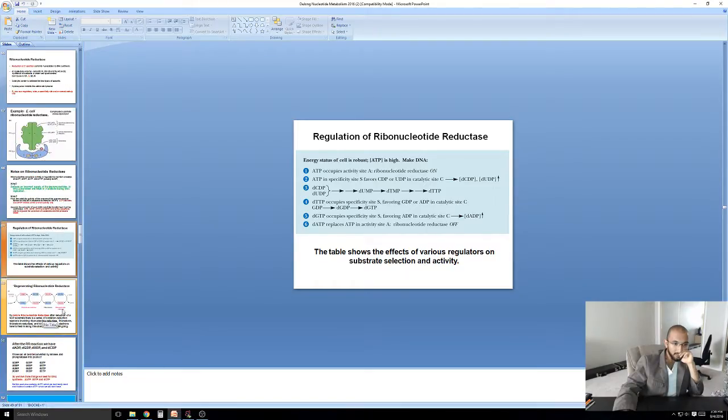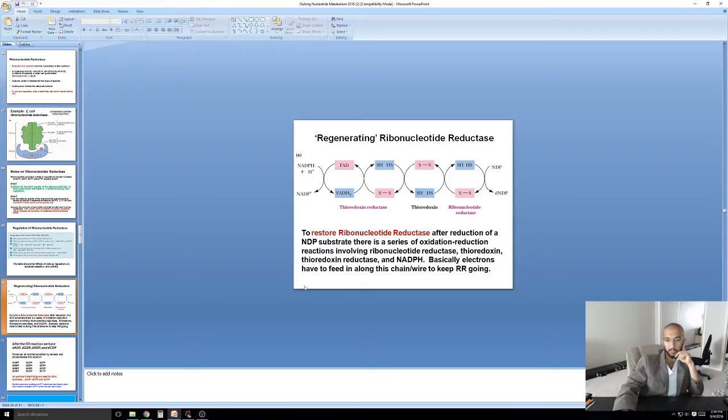Let's see if there's anything else. I guess I'll cover this now. If you remember, I forgot what it was called, pyruvate decarboxylase, I believe, from Biochem 1, we had a similar thing where we had to have this disulfide bridge mechanism going on in the enzyme. And so we had to regenerate it every time. And that's exactly what we have to do here as well.